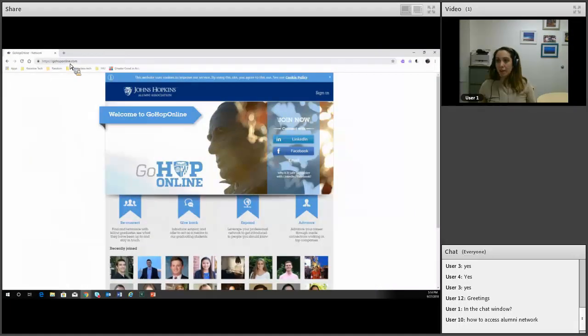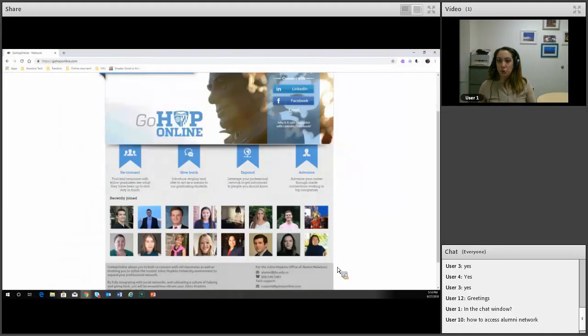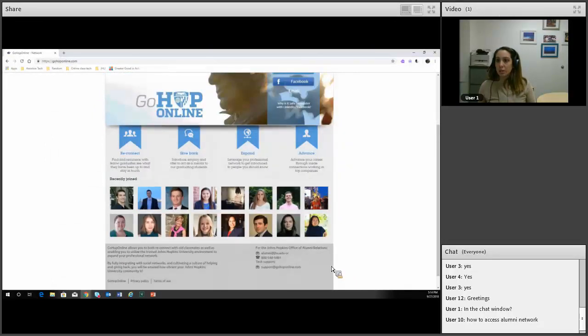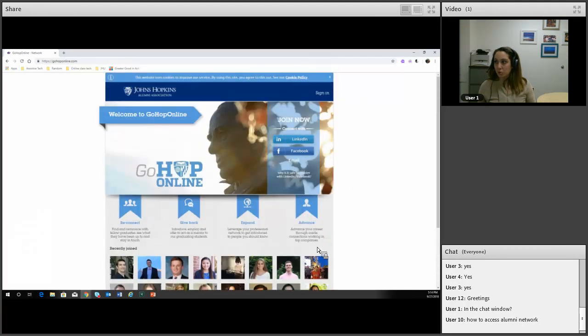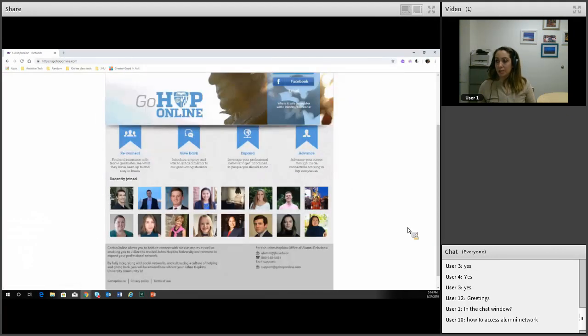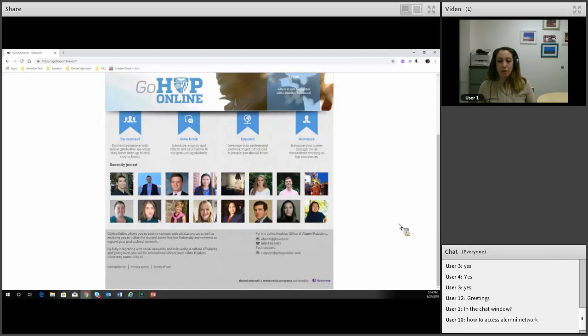So gohoponline.com allows you to connect with the alumni network. It's a social media platform. You can connect via LinkedIn, Facebook. That's probably the best way. The other ways would be through career services and Handshake, which is career services.